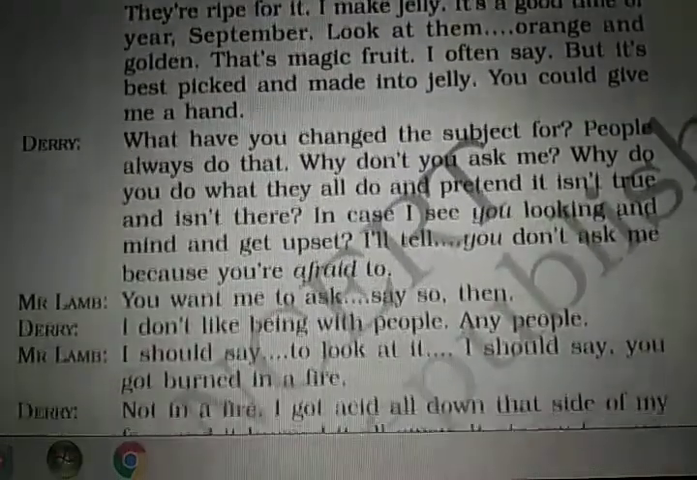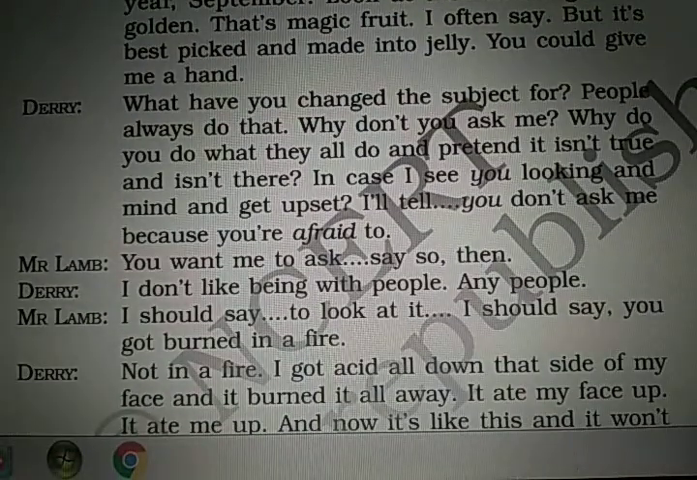Daddy says, why have you changed the subject? Why are you changing the topic? People always do that. Why don't you ask me about my face? Why do you do what they all do and pretend it is not true and isn't there? Why are you pretending? You are pretending in case I see you looking and mind and get upset.